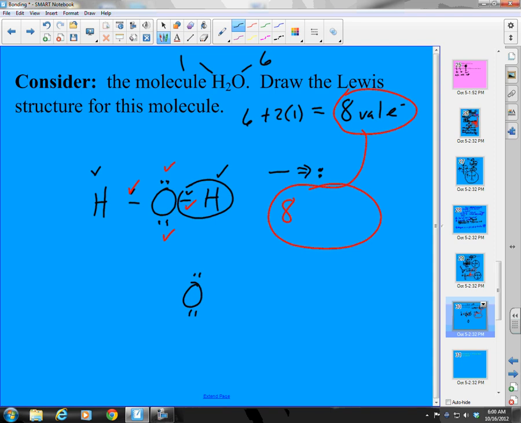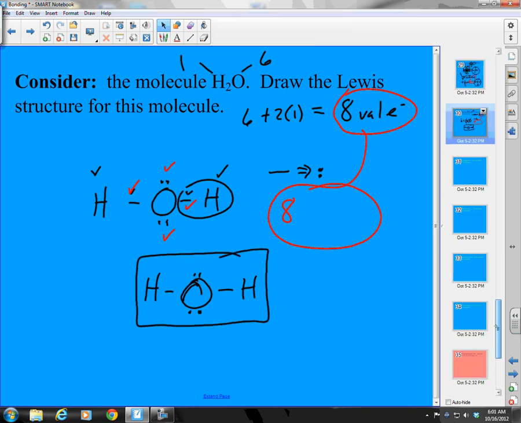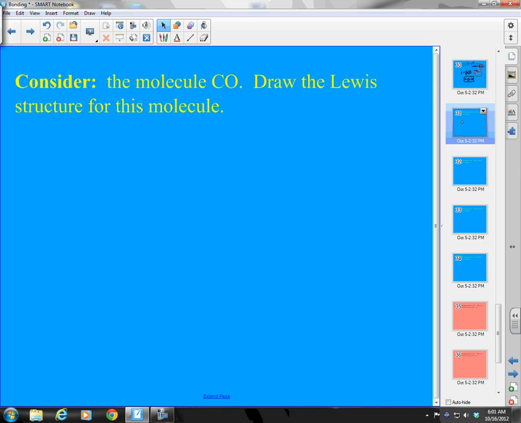So let's make this a nice pretty picture. Sometimes I make my electrons look like lines instead of dots. There we go. That is water. Beautiful. Going farther. Oops, too far. There we go. Next.